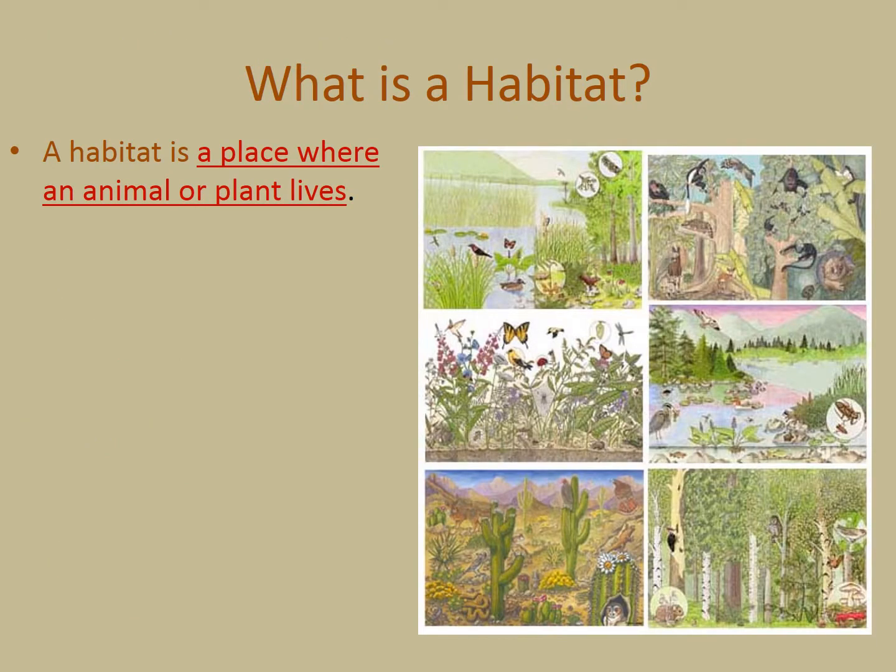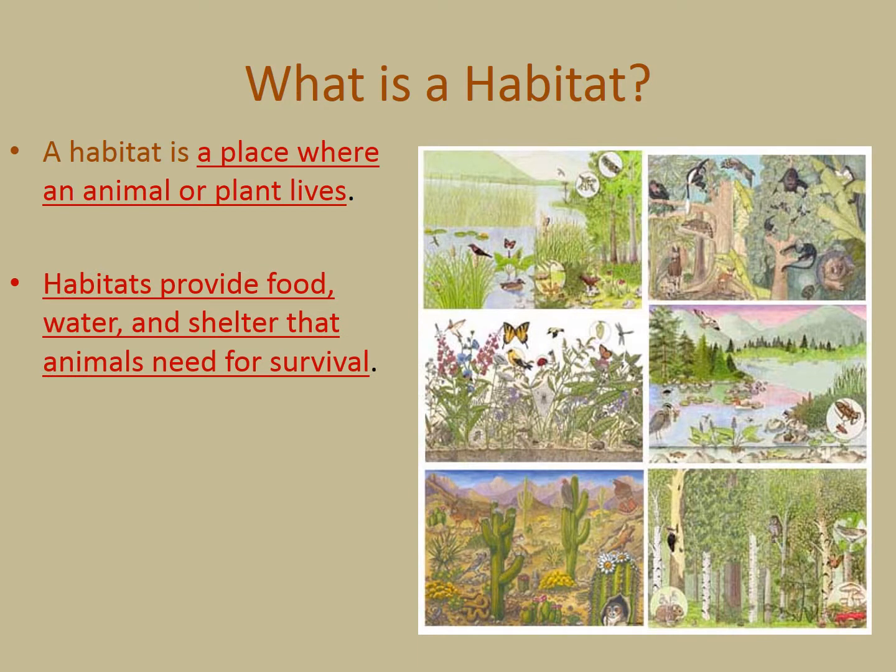So far we've gotten an introduction to what an ecosystem is. We've thought about the living and non-living parts of an ecosystem. And our last thing for today is we're going to start to talk about habitat. So what is a habitat? You've probably heard this word before. Maybe you already know. A habitat is a place where an animal or plant lives. So that's the definition you need in your notes.